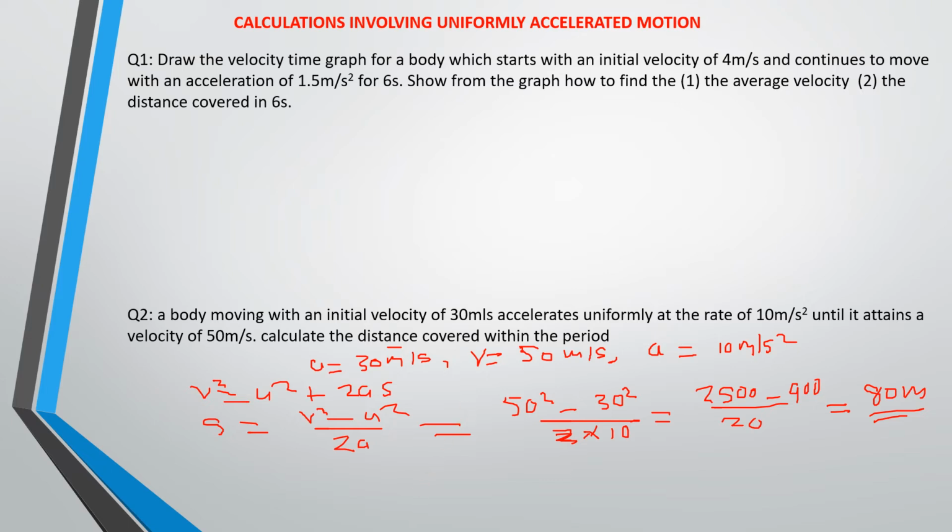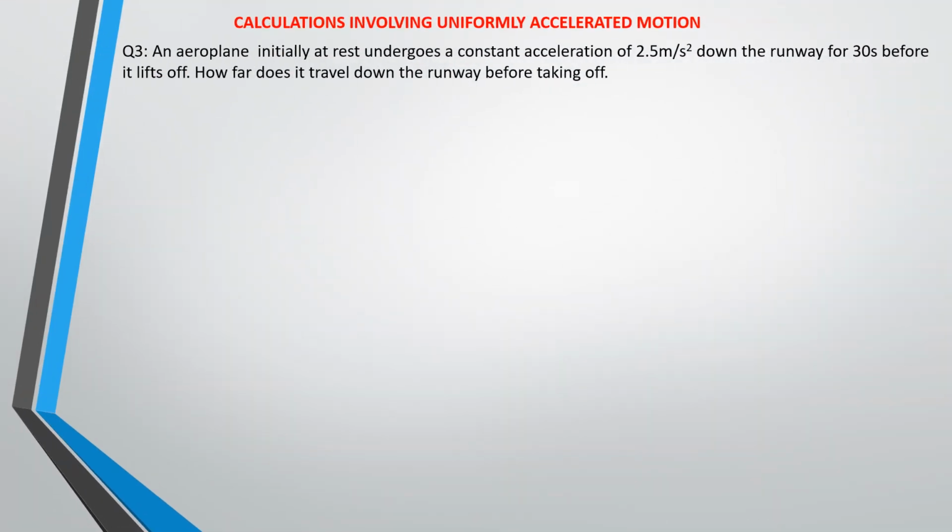All right, so we are going to solve other ones so that we still drive home how to use the formulas. Okay, fine. So this is another question. This one says an aeroplane initially at rest undergoes a constant acceleration of 2.5 meters per second squared down the runway for 30 seconds before it lifts off. How far does it travel down the runway before taking off?